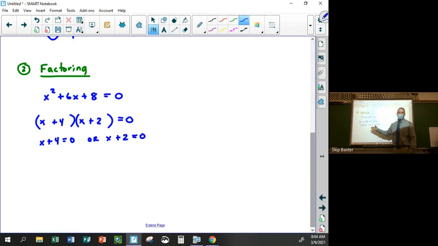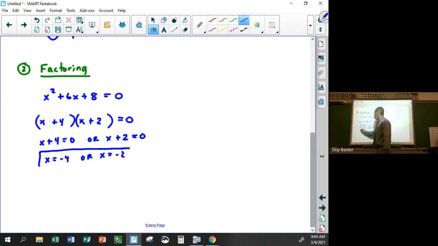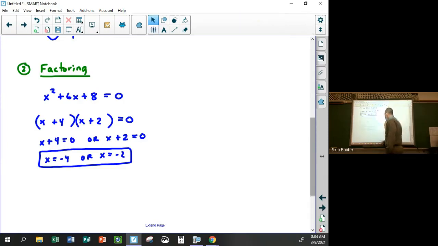And these equations are really easy to solve. They're just little linear equations. So you have x equals -4 or x equals -2. Those are the two answers to this equation, the two solutions. Familiar? Should be. Okay, good. That's the second method that you learned how to solve quadratic equations.